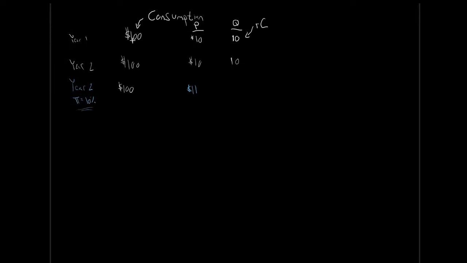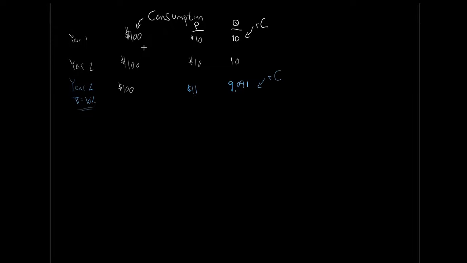I still have $100 I'm spending on consumption. So the nominal value of my consumption has stayed the same, 100, 100, 100. Prices have gone up now, so how much can I buy? Well, we can work that out. 100 divided by 11, just like we did before with 100 divided by 10, says that I can now buy 9.091. So that's my new real consumption.